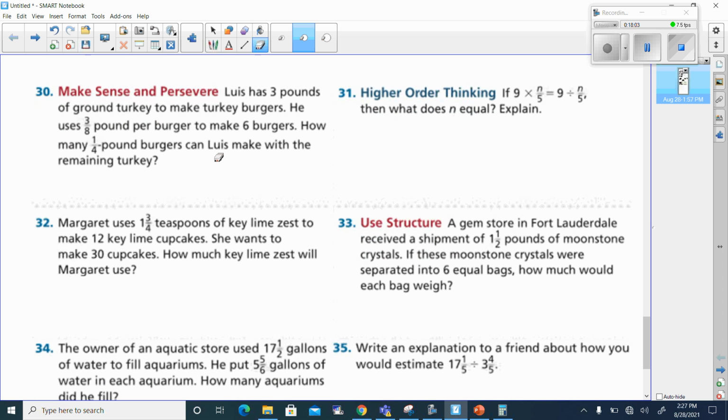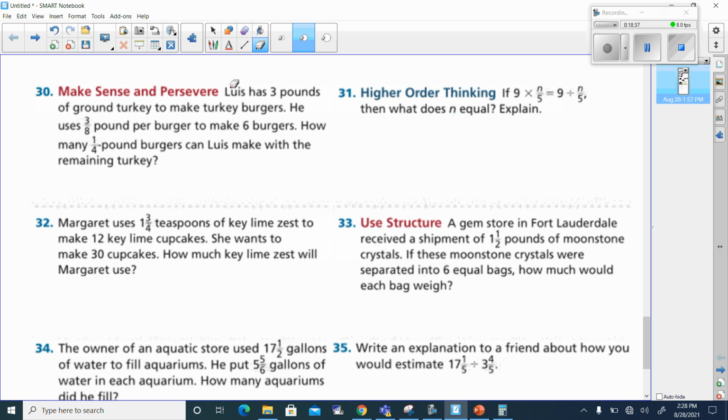Lewis has 3 pounds of ground turkey to make turkey burgers. He uses 3/8 pound per burger to make 6 burgers. How many 1/4 pound burgers can Lewis make with the remaining turkey? All right, he has 3 pounds, right? And he uses 3/8 pound per burger to make 6 burgers.